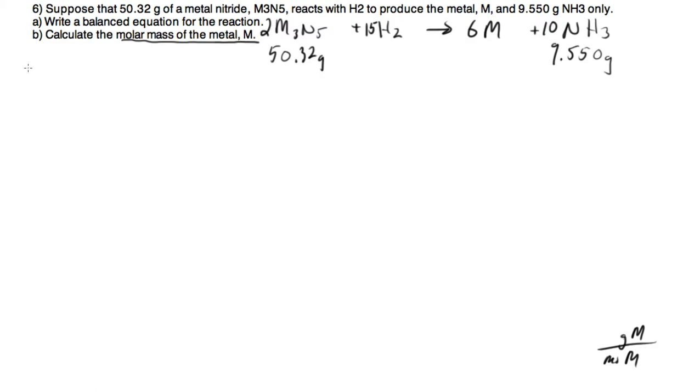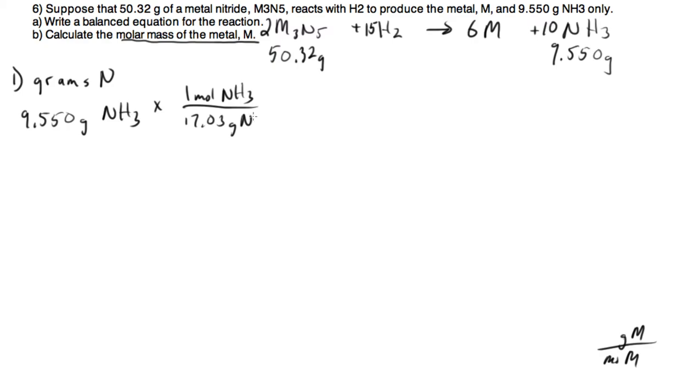So let's go ahead and get started. First, I'm going to find grams of N. Then we're going to subtract. So I'm going to start with the thing I know, ammonia. I know everything about ammonia. I know nitrogen and hydrogen. So I have 9.550 grams of NH3. I'm starting with NH3 because I don't know what M is, and I know what NH3 is. So 1 mole is 17.03 grams NH3.